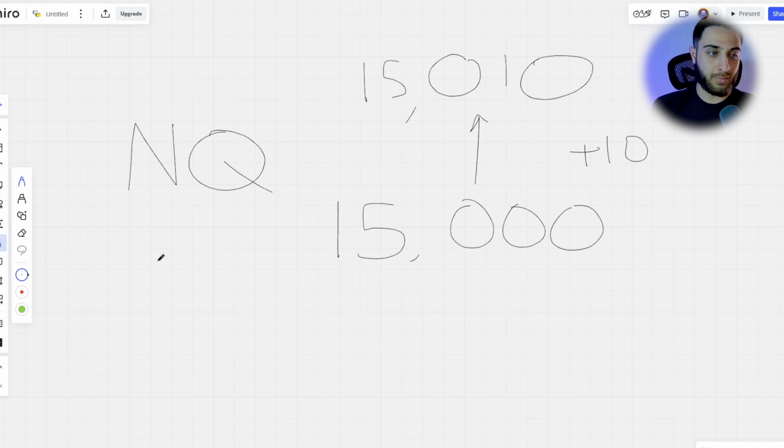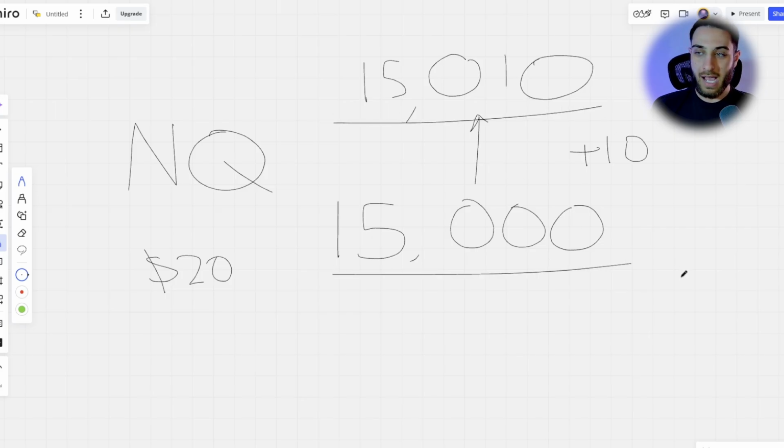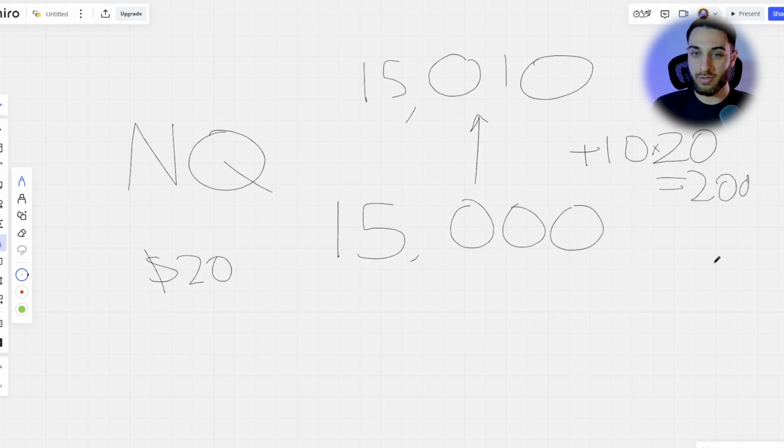We know that the NQ, you make or lose $20 for every single point. So if the NQ moves up by 10 points, how much are you going to be profiting? If you bought here and sold here, how much are you going to be profiting? All right, do the math. All right, real quick. If we do the math, 10 points times $20 per point gives us $200. So you're going to be making $200 for every contract.